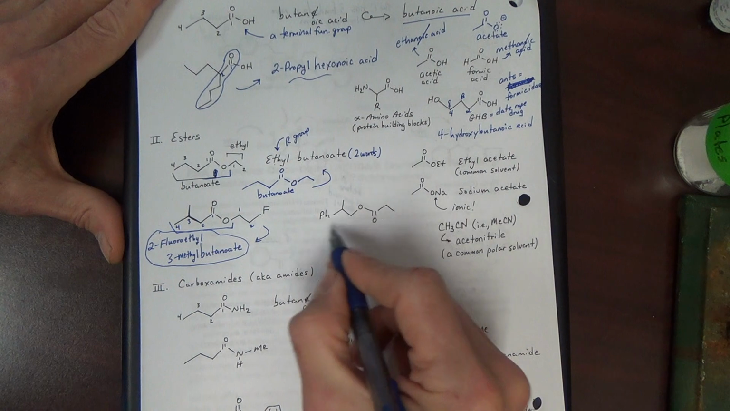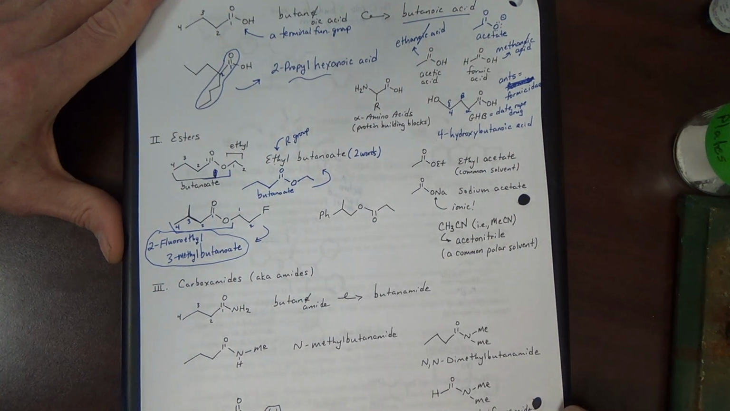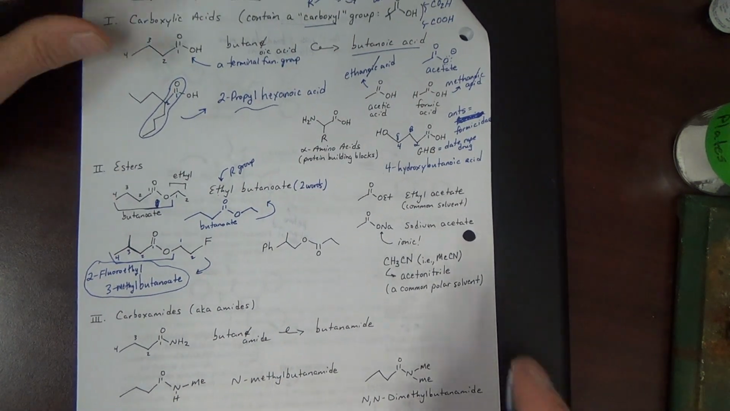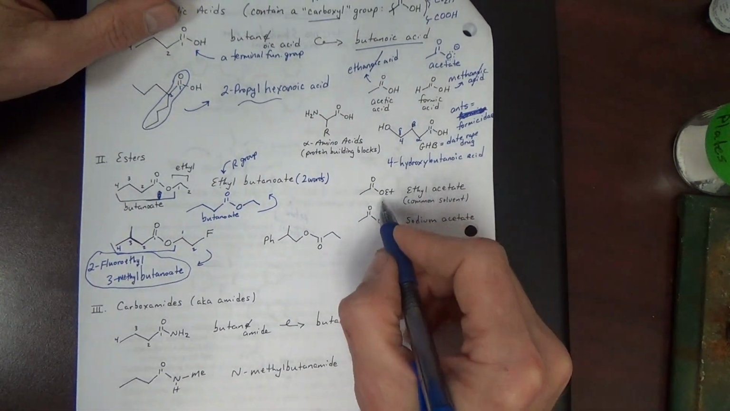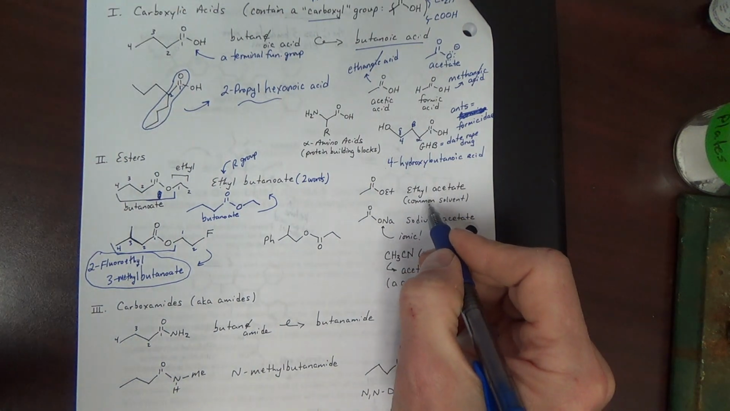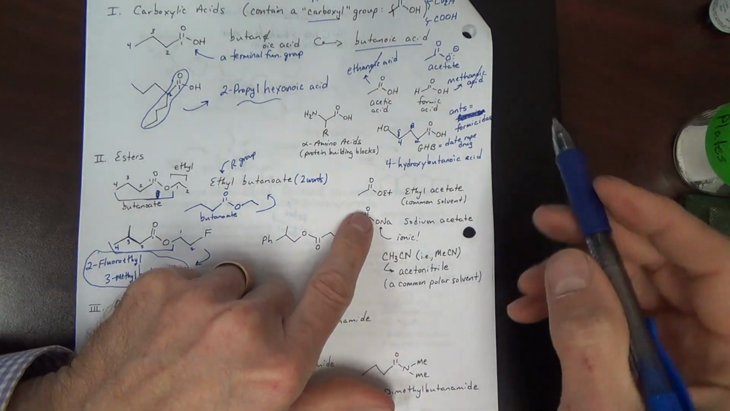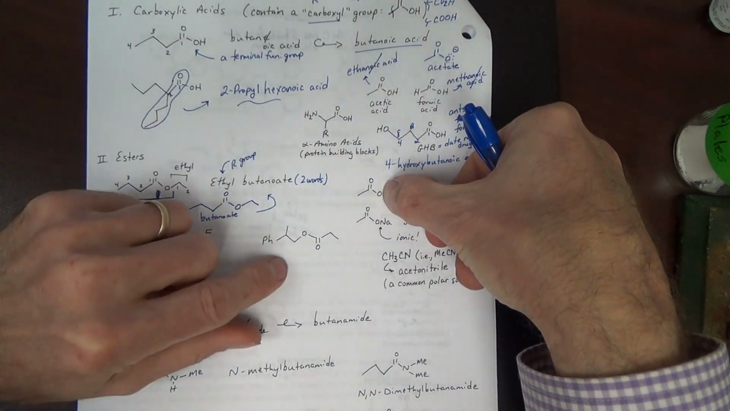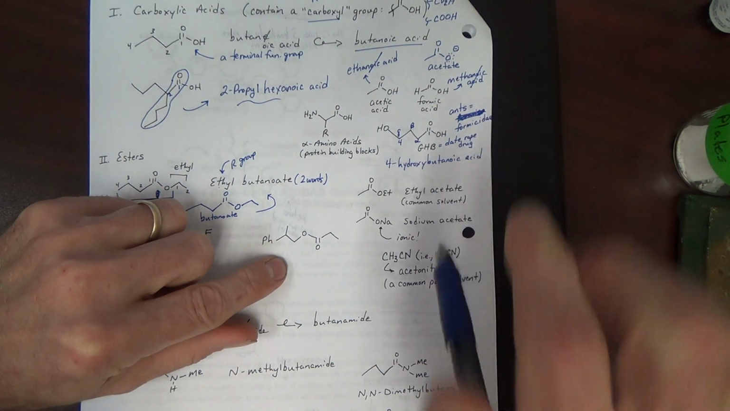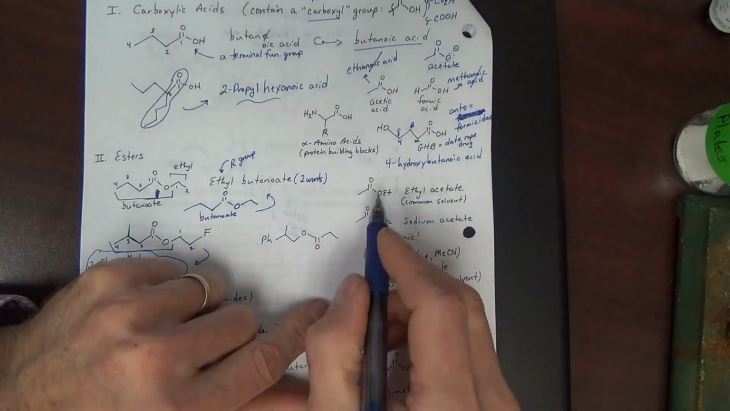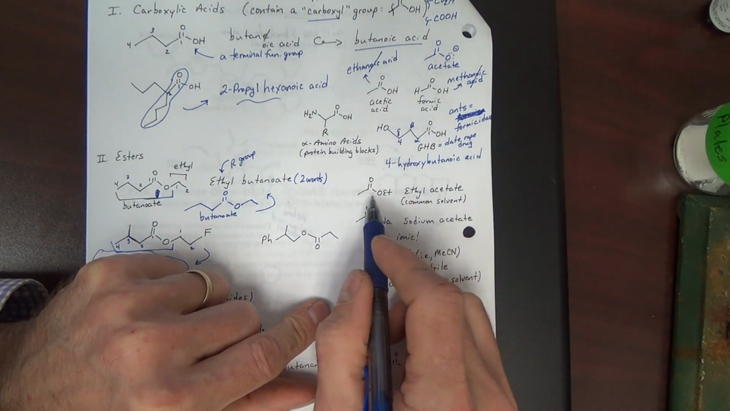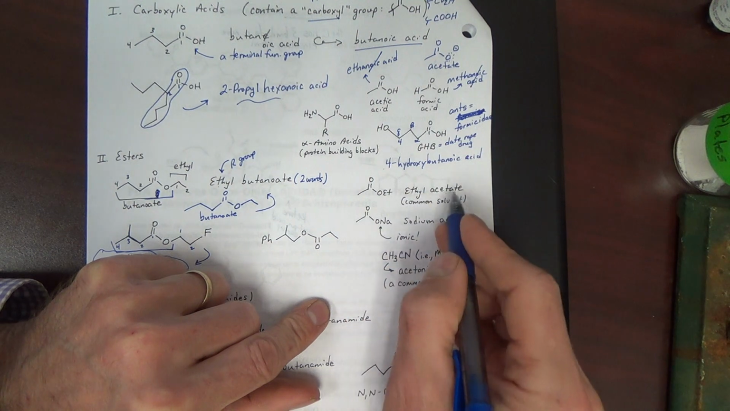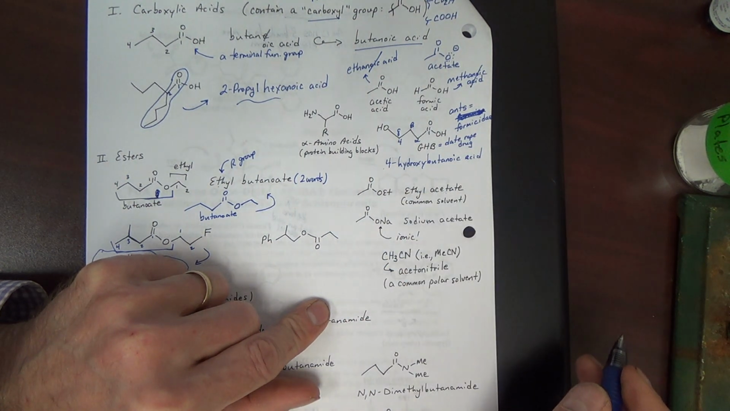I'll let you try this one on your own. All right. What are some common esters? Well, one is ethyl acetate, a very common solvent in the lab. If we just take off the ethyl, that's acetate. Of course, it would be an anion. But if we add an ethyl to that, it becomes ethyl acetate. Very common solvent in the lab. And the acetate, of course, is a common name.